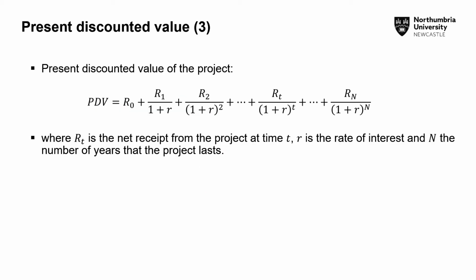Now let's say that we had a stream of cash flows over subsequent years. The formula that we would use is the present discounted value formula, and we see these cash flows reflected throughout this formula. For example, in this instance, this would be the initial outlay. These would be the cash flows in the first year. These would be the cash flows in the second year, discounted accordingly, and so on right up until year N. So the process continues.